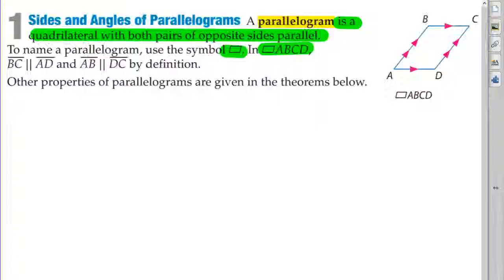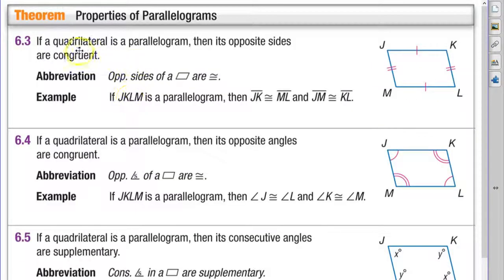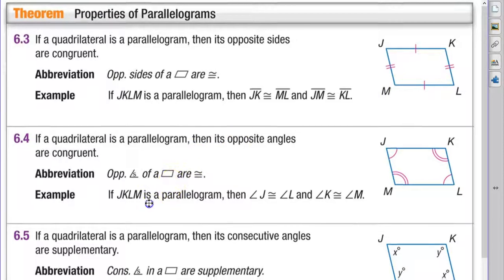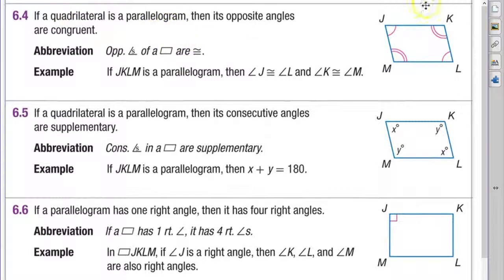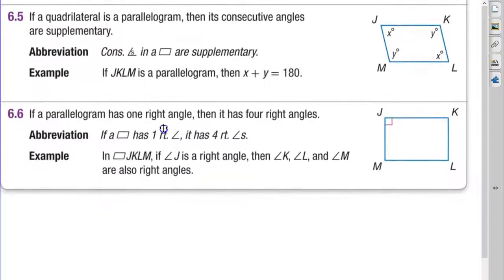Okay, so let's run through those theorems real quick. There are four of them. The first one, if a quadrilateral is a parallelogram, opposite sides are congruent. Second one, 6.4, if a quadrilateral is a parallelogram, then opposite angles are congruent. 6.5, if a quadrilateral is a parallelogram, then consecutive angles are supplementary. And that's the hardest one, I think, to describe in words. Basically, the non-opposite angles are going to be supplementary. That's maybe a good way to think of that.